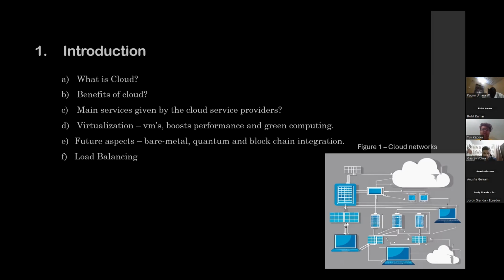The two main services which a cloud service provider provides are virtualization and load balancing. So first, virtualization. In virtualization, we can create VMs, which stand for virtual machines. These virtual machines can be implemented on a single hardware to boost its performance. And its biggest advantage is green computing, which means that we can reduce the hardware. The future aspects of virtualization are bare metal, quantum virtualization, and blockchain, which we will cover in the other slides. And the last part is load balancing, which my friend will share with you.